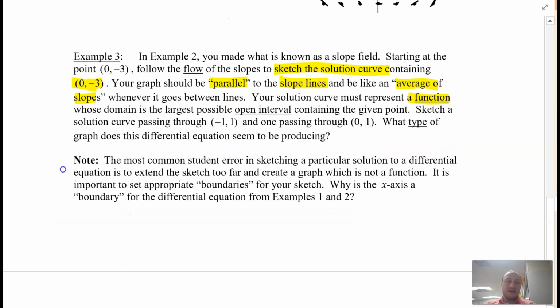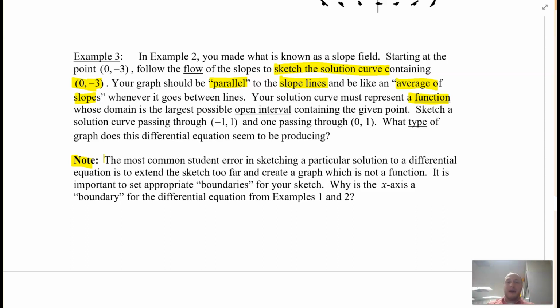Okay, and they say down here, note, the most common student error in sketching a particular solution to a differential equation is to extend the sketch too far and create a graph which is not a function. How do I know if something's a function? Well, your vertical line test. Remember that it cannot pass through a vertical line more than once.